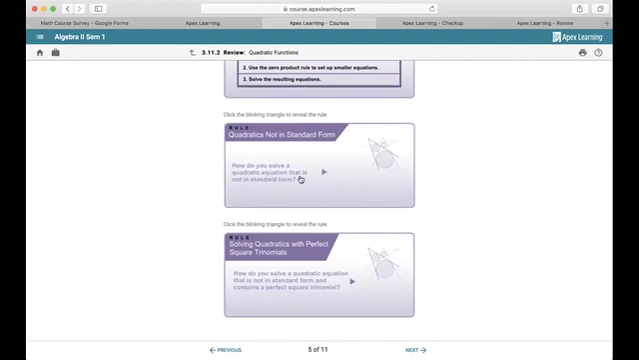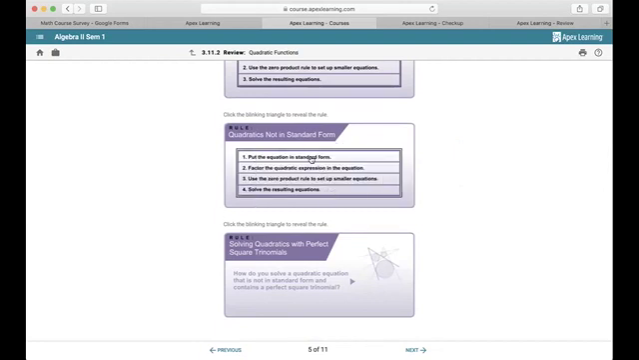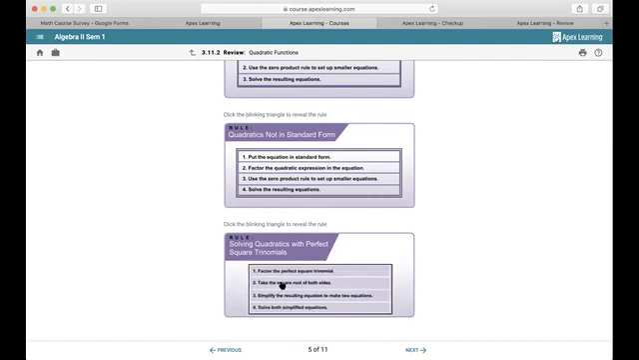If it's not in standard form, put it in standard form, factor, use the zero product rule, and solve. And if you've got a perfect square trinomial, you still factor the perfect square. You take the square root of both sides, and you simplify the answer. If you can take the square root of it, take the square root of it. If you can't, you leave it as the square root of whatever. And then you solve both equations.